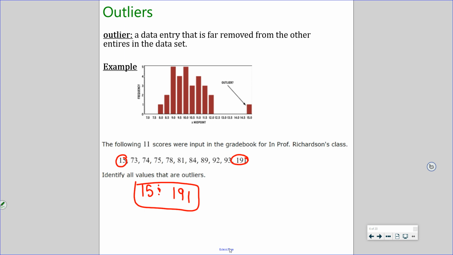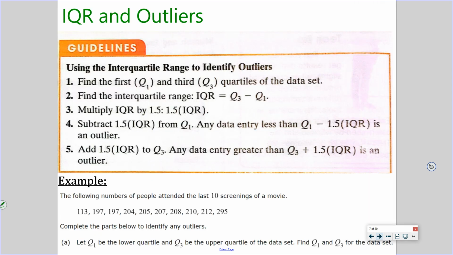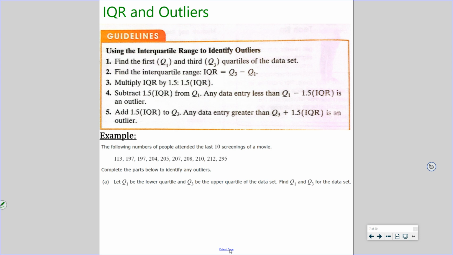Another pretty common statistics. And then we'll look at a couple boxes and answer your thoughts. Okay, so this is kind of just a step-by-step process, but Alex kind of walks you through it too. So it says the following numbers of people attend the last 10 screenings of a movie. Complete the parts below to identify any outliers.